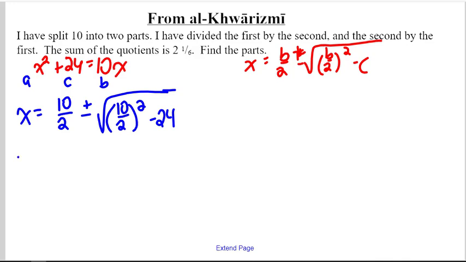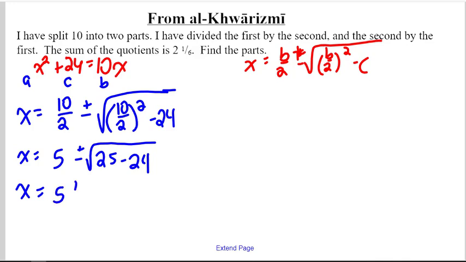Well, let's see. That means that 10 over 2 is 5 plus or minus the square root. 5 squared is 25 minus 24. So what I'm looking at is 5 plus or minus 1. That means that x equals 6 or x equals 4. So there are my two parts.